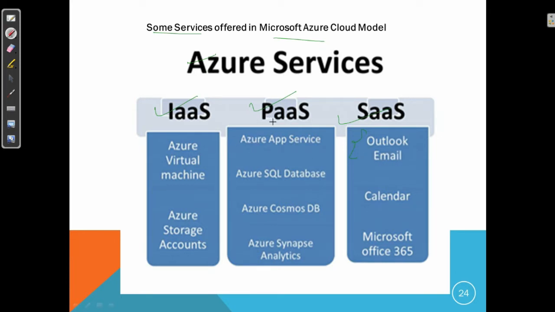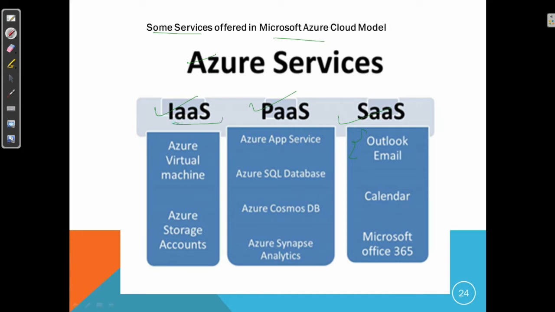Then we have PaaS. In PaaS, it's a kind of development environment where a customer can develop their application and control the application and data as well. There's an opportunity to customize the application as per the business requirement. These are a few names offered by Azure as PaaS: Azure App Service, Azure SQL Database, Cosmos DB, Synapse Analytics. These are some fundamental and very popular platform-as-a-service offerings from Azure.